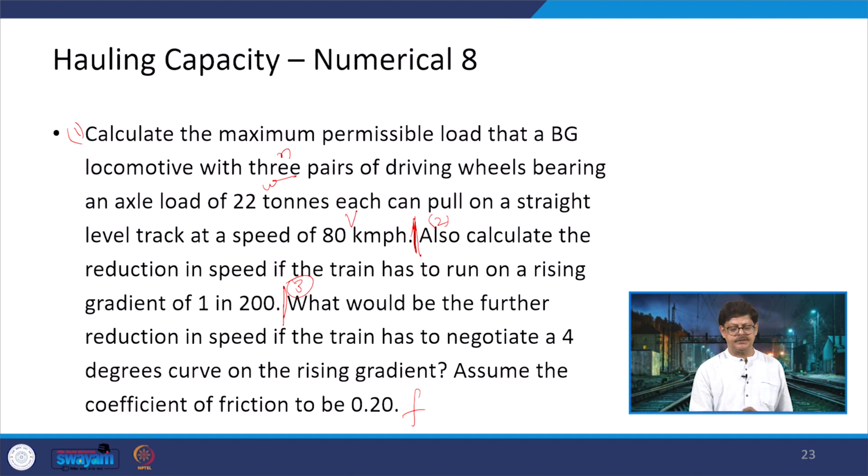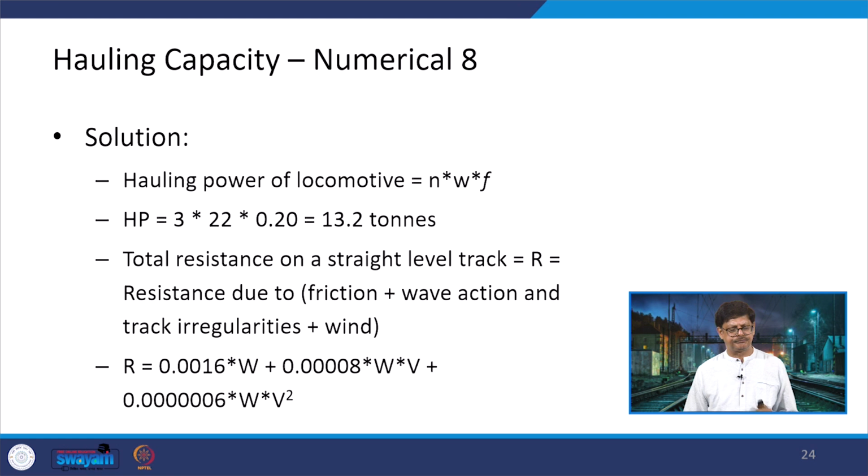The first thing is we have to calculate the maximum permissible load, then we have to calculate the speed given the gradient, and then again calculate the speed given the gradient as well as the curvature. This is more or less similar to what we have done in probably the first or the second numerical. So, the hauling power of the locomotive is N into W into F. N is 3, W is 22, F is 0.2. So, what we get is 13.2 tons as the hauling power.